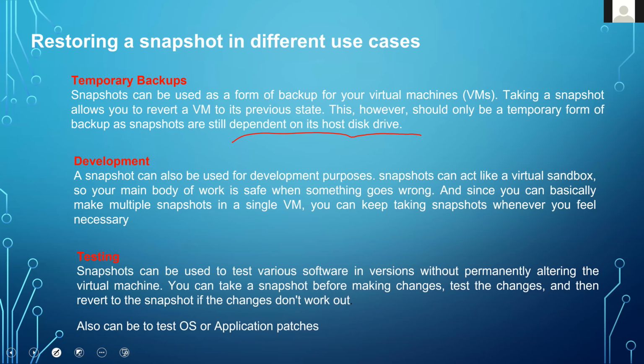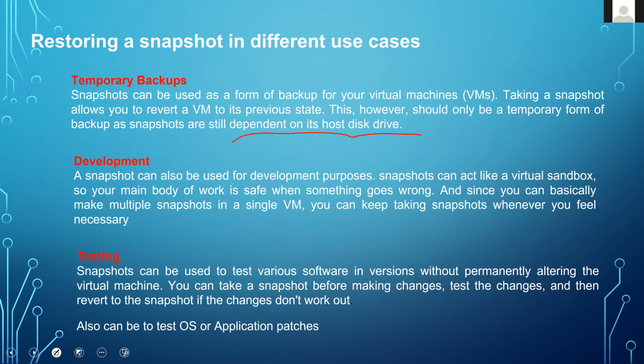And for testing as well, sometimes the application team does testing with different operating system patch levels and different application patch levels. So they can test it, and they can create different snapshots at different levels. So whenever they want to go back to any stage, they can go back to that stage.